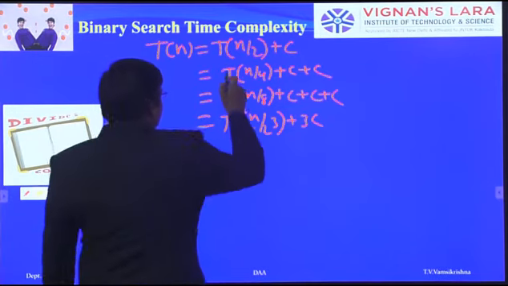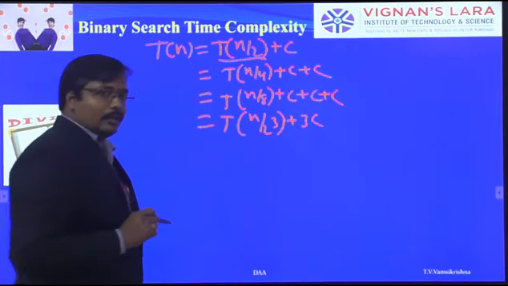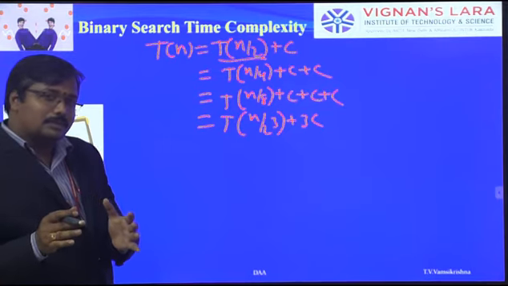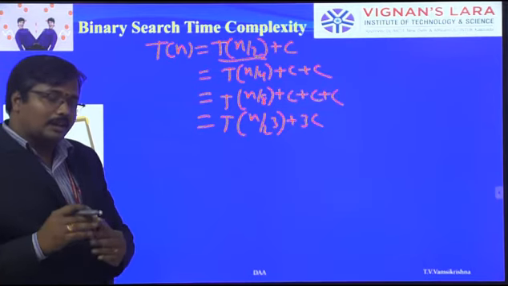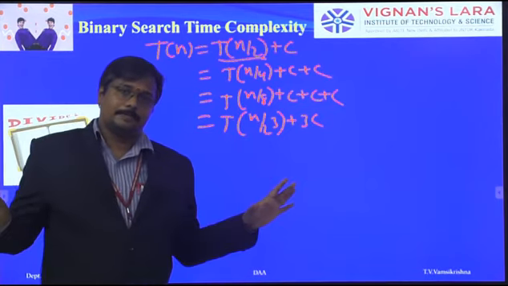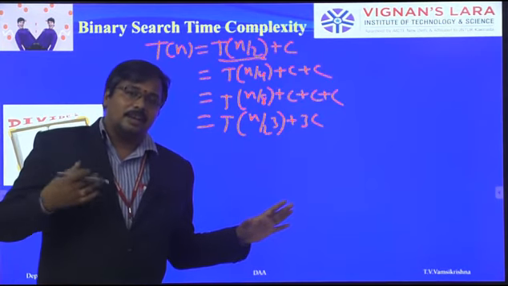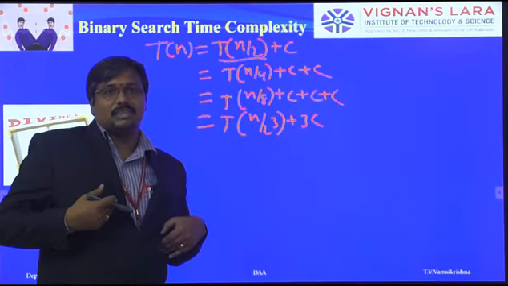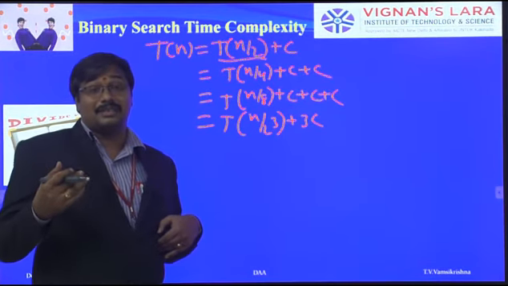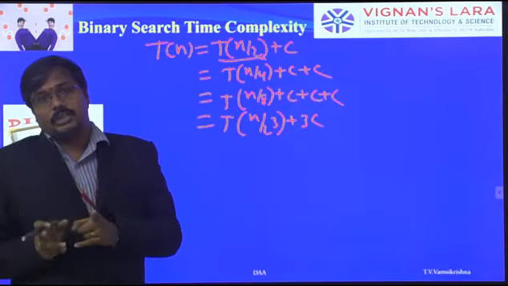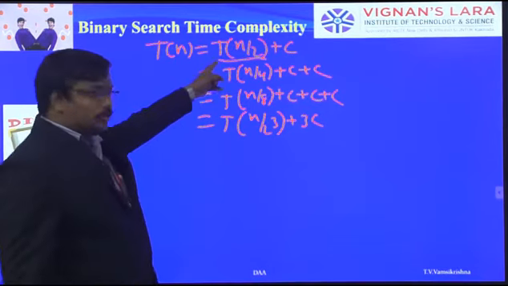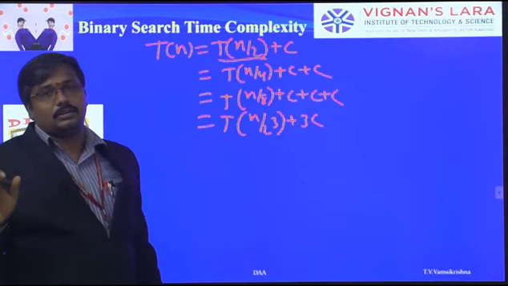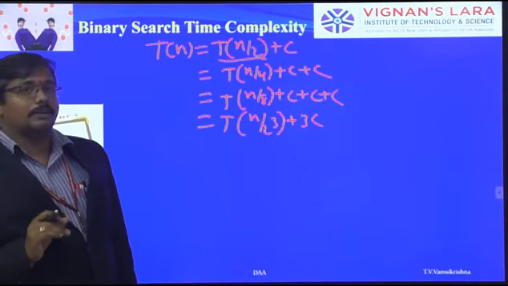Sir, what is the meaning of this? T of n by 2 means initially we take 14 elements. By calculating the mid element, we divide the elements into 7 and 7. Either our element is in the left 7 or maybe the right 7. Means next we apply binary search for only half of the elements. That's why T of n by 2. Plus C is nothing but we are doing one comparison, for which a constant amount of time is required.